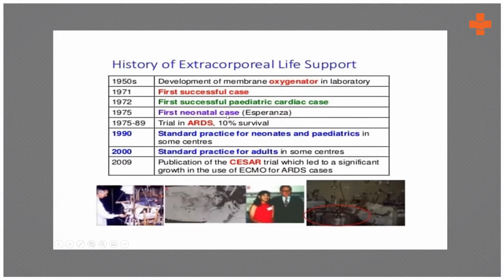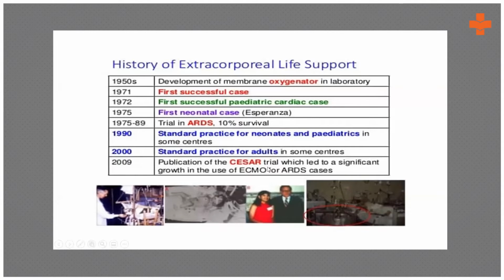In 1975, the first neonatal case was done. And this is the girl Esperanza at 21. And after that, from 1975 to 89, there were a lot of trials in ARDS, because before this, ECMO was basically used in cardiac cases.